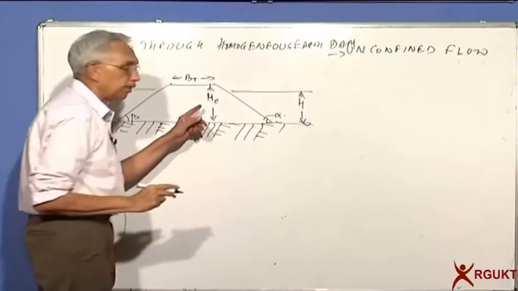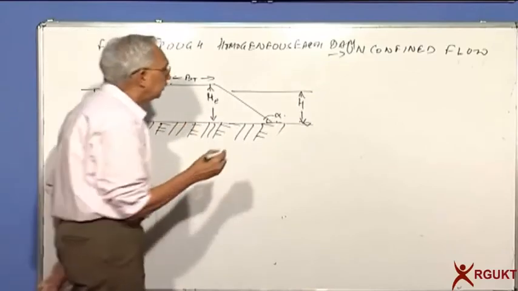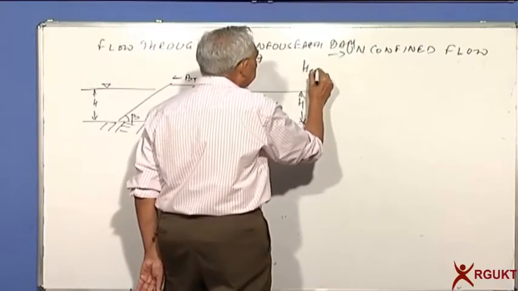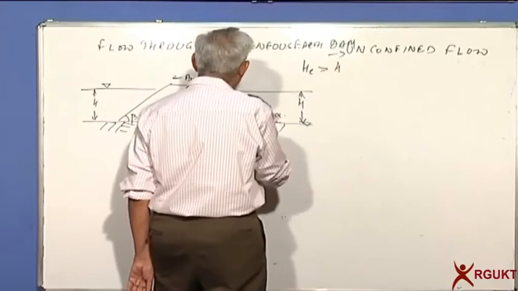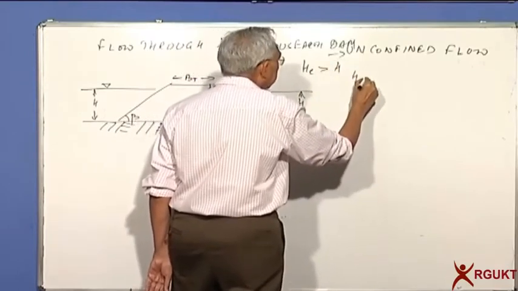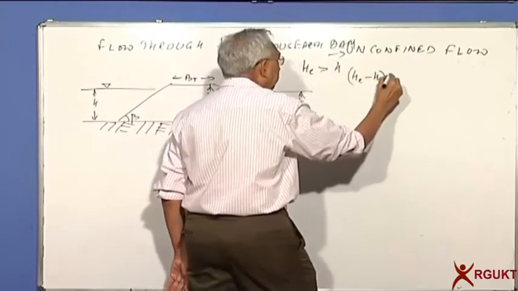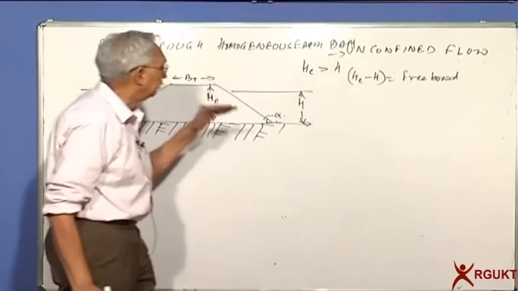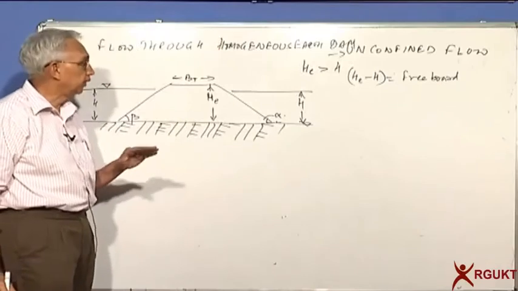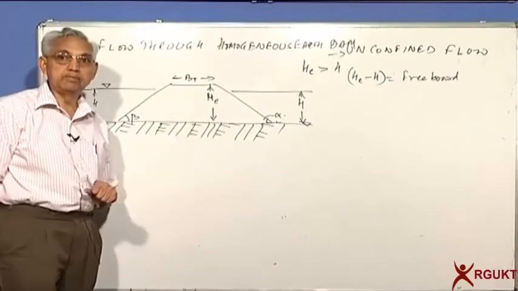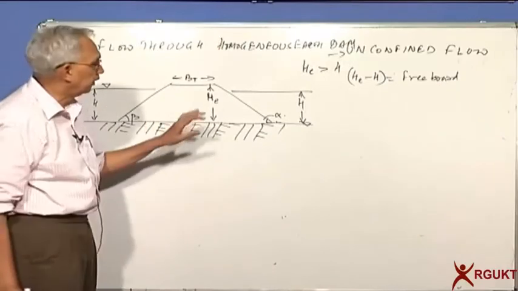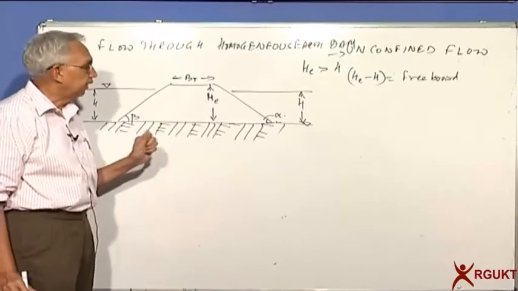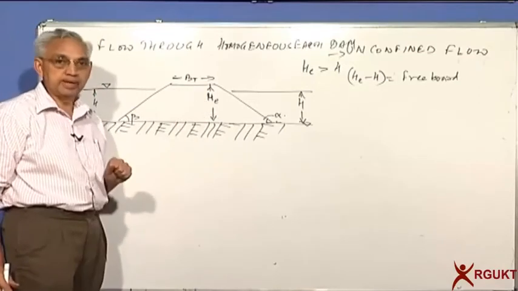The height of the embankment is HE. Always we design HE greater than H, and this difference is called the freeboard. We never want the water level to go to the top of the dam, then there is a possibility of breach and failure, so we do not want that to happen. If that is so, HE should always be higher.